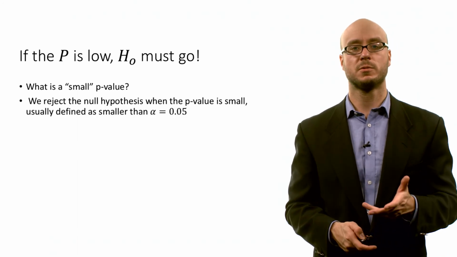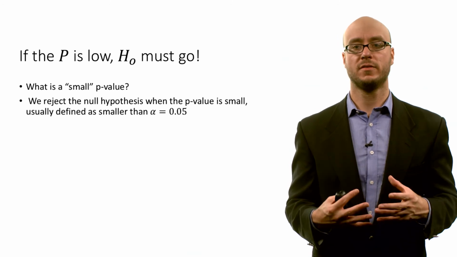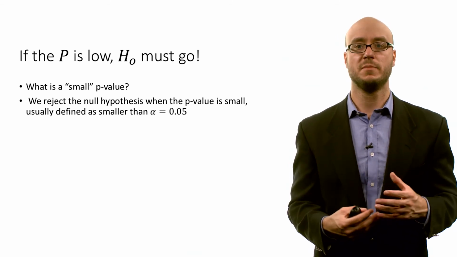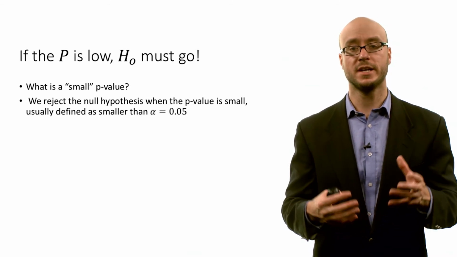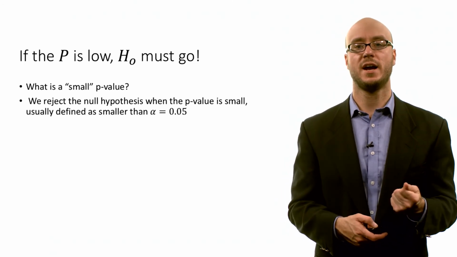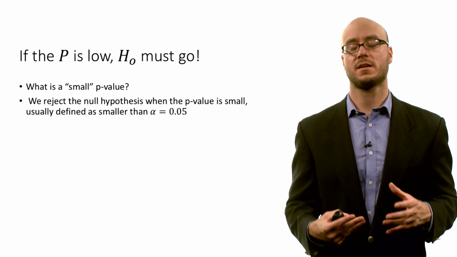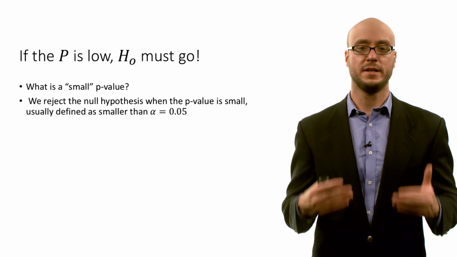So you might say, what is a low or small p-value? Well, we have this standard cutoff for making a decision in a hypothesis test context. We reject the null hypothesis when the p-value is low, usually defined as smaller than alpha equals 0.05. Alpha here we call the alpha criterion level.